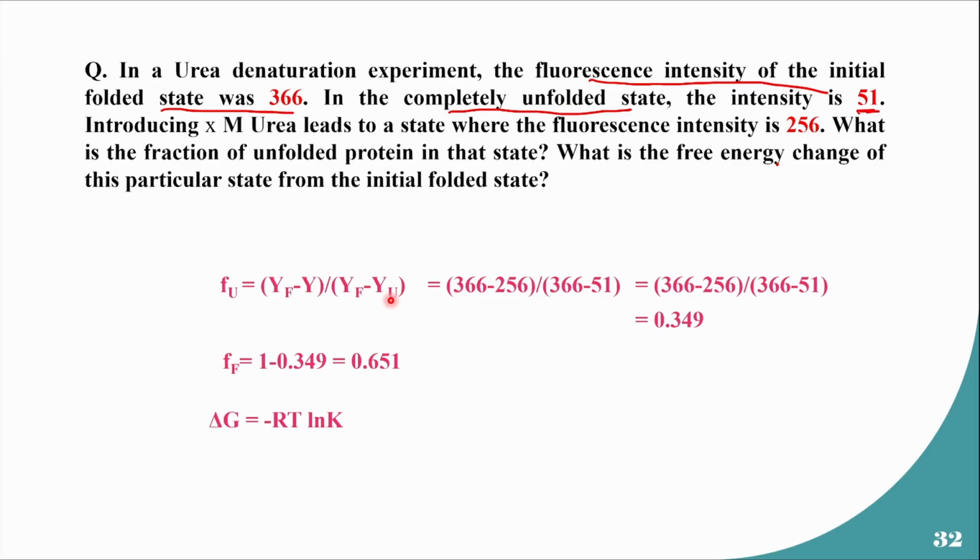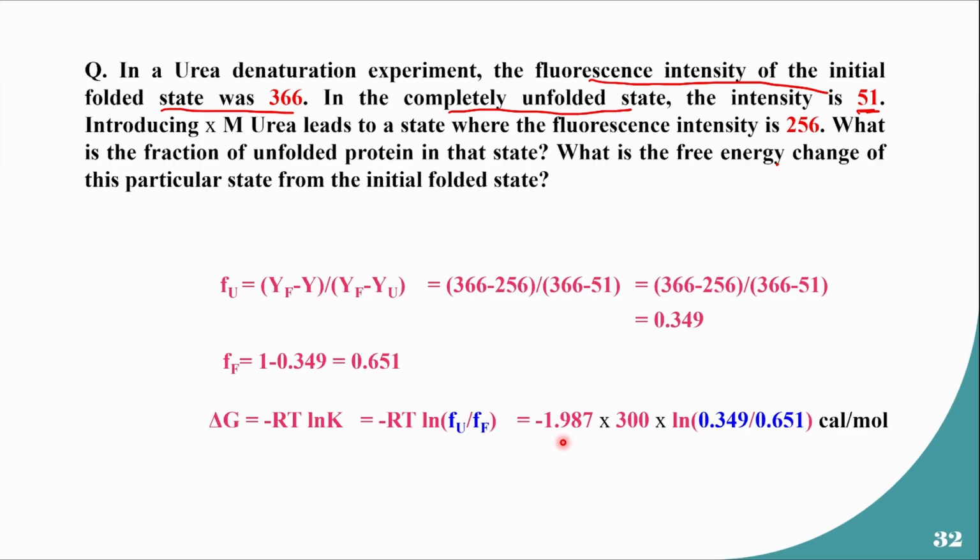Now, the particular formula that I was talking about, this delta G formula, indicates the free energy change of that particular state from the initial folded state. It can be indicated by minus RT ln K. And in this case, since it is asking with reference to the initial folded state, we will use the fraction of folded as the denominator here. So it will be minus RT ln of FU divided by FF.